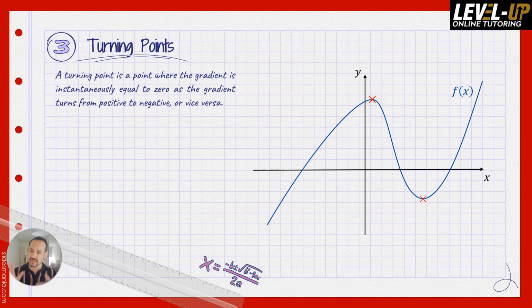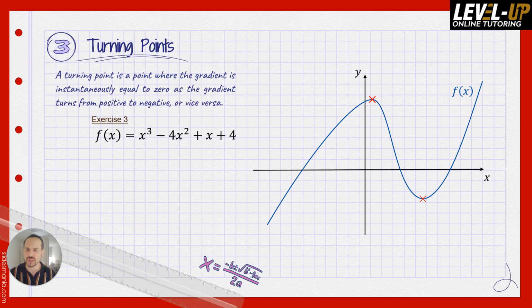So the turning points, as you might have seen with the green arrow, are essentially where that green arrow is horizontal, which is basically when the gradient is zero. It's not going up, it's not going down. At that specific point it's horizontal. And we can use that with our gradient function to find out what those points are.